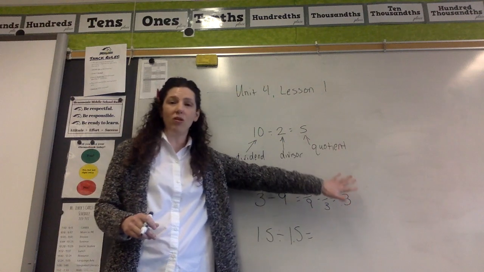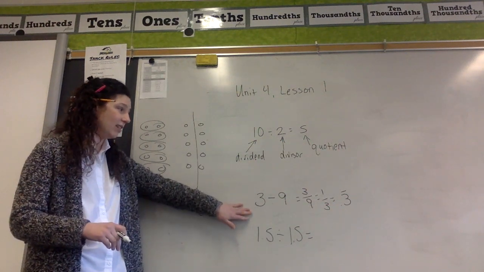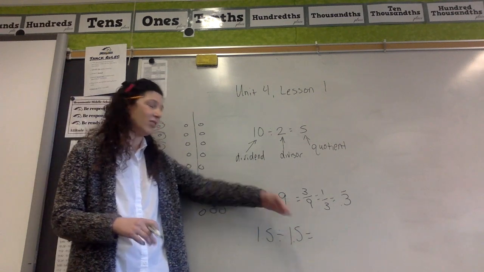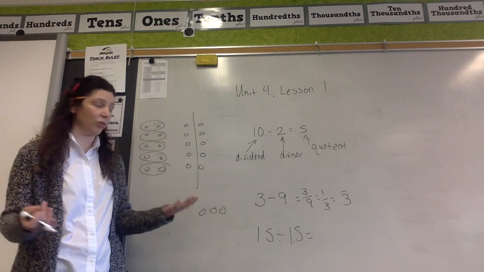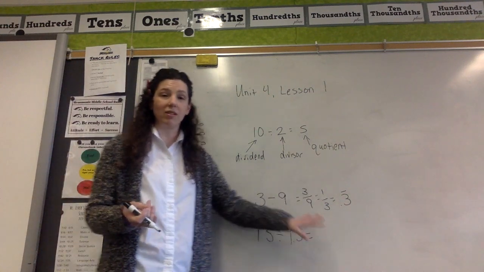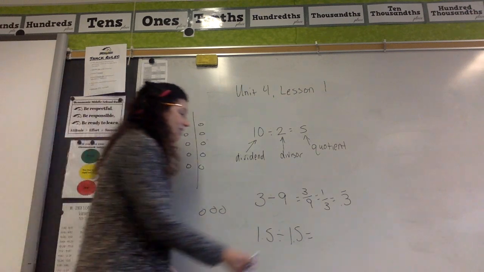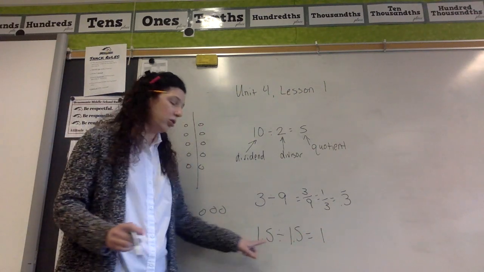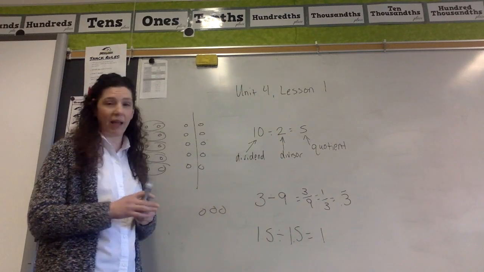In any case, all of those answers are way less than 1, right? Because my dividend is smaller than my divisor. I'm not even making one group. I'm making less than one group. Less than 1 is a fraction or a decimal. Down here, 1.5 divided by 1.5, that is 1. The closer my dividend and my divisor are to each other, the closer my answer is going to be to 1.